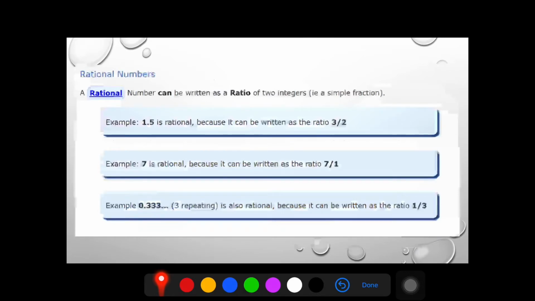A rational number can be written as a ratio of two integers. Examples of a simple fraction: 1.5 is rational because it can be written as 3 over 2. 7 is rational because it can be written as 7 over 1, okay? 0.333 is repeating. This one is called a recurring number. Repeating or recurring numbers are also rational. Actually, 0.3333 is 1 over 3. So these are all rational numbers.